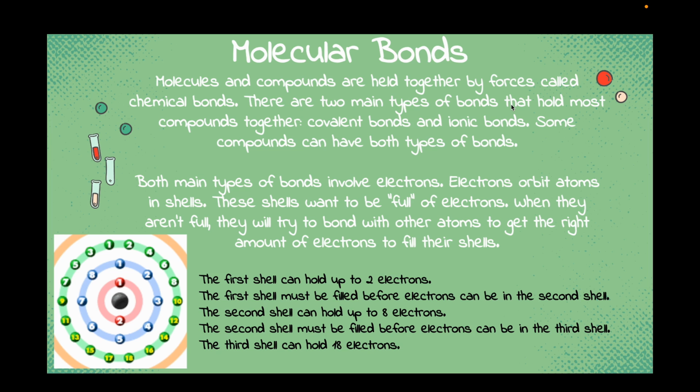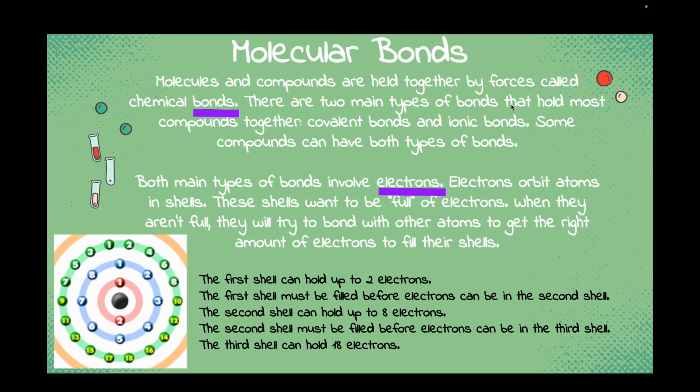Molecular bonds. Molecules and compounds are held together by forces called chemical bonds. There are 2 main types of bonds that hold most compounds together: covalent bonds and ionic bonds. Some compounds can have both types of bonds. Both main types of bonds involve electrons.